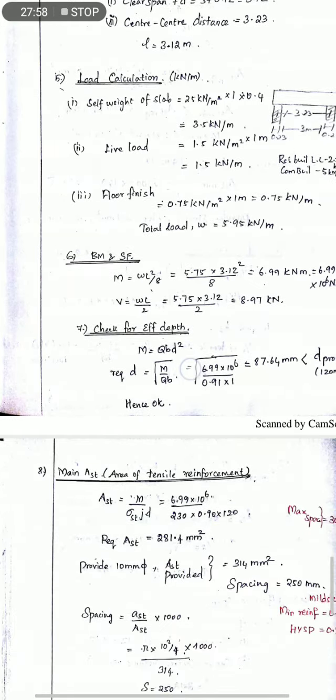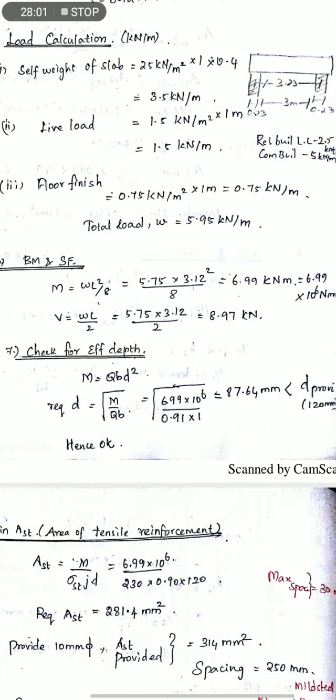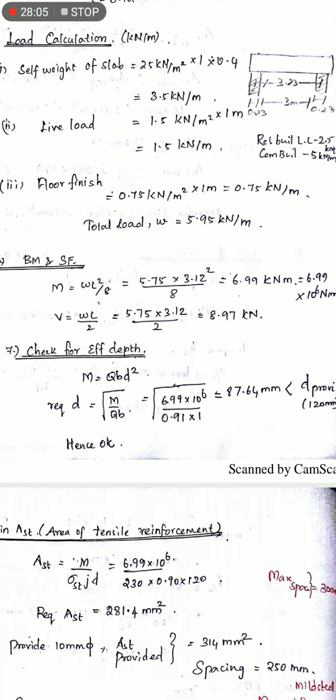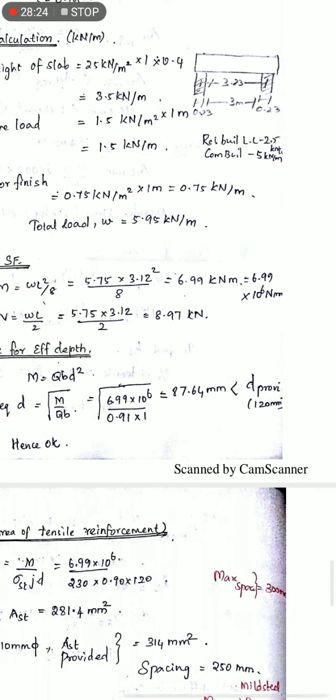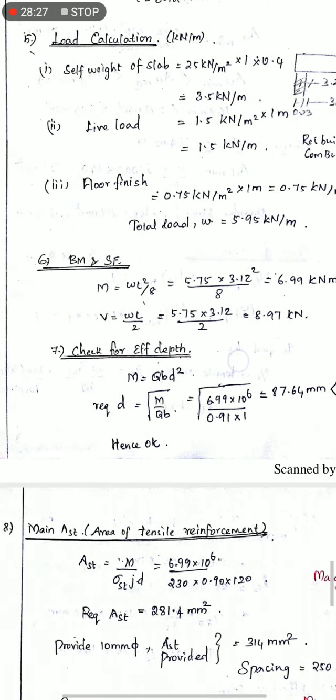Okay, the next step is bending moment and shear force calculation. Bending moment is denoted as capital M. This slab is simply supported, therefore the formula is WL squared by 8. W is total load, L is effective span, which is already arrived, that is 3.12 meter. So final value is 6.99 kilonewton meter. Then shear force, which is denoted as V, the formula is WL by 2. So the value of shear force is 8.97 kilonewton.